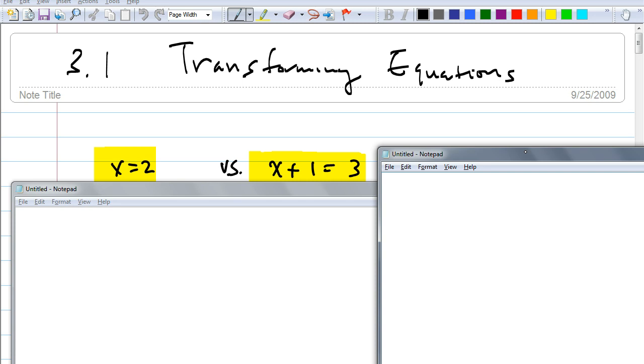Does anybody know how to transform that equation? Mimi, what do you think? Well, you subtract 1 from both sides. Both sides, right? Then you would end up with x equals 2, wouldn't you? So like if you have some equations, right? Many times you want to transform it so you get the variable by itself. Another word for that is what?